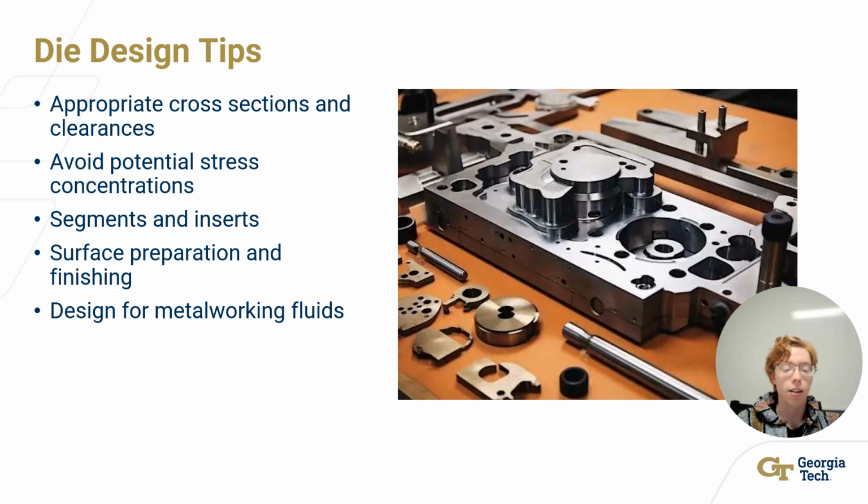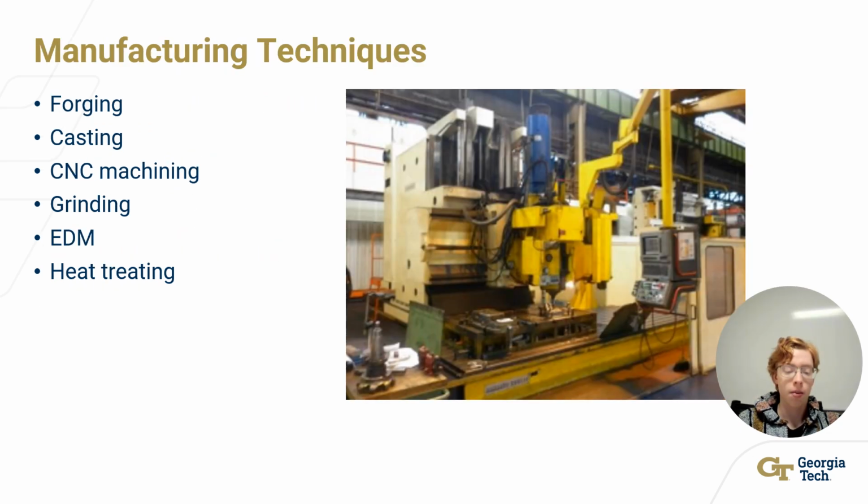Some general die design tips are use appropriate cross-sections and clearances, avoid potential stress concentrations, use segments and inserts that can be replaced when worn instead of replacing an entire die, ensure proper surface preparation and finishing requirements are met, and design for metalworking fluids. Some metalworking fluids contain additives that affect common die materials, so these materials may need to be avoided in certain situations.